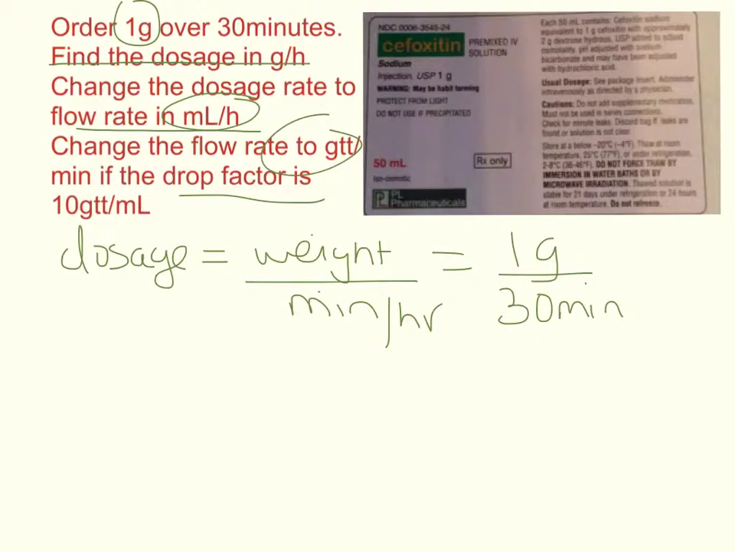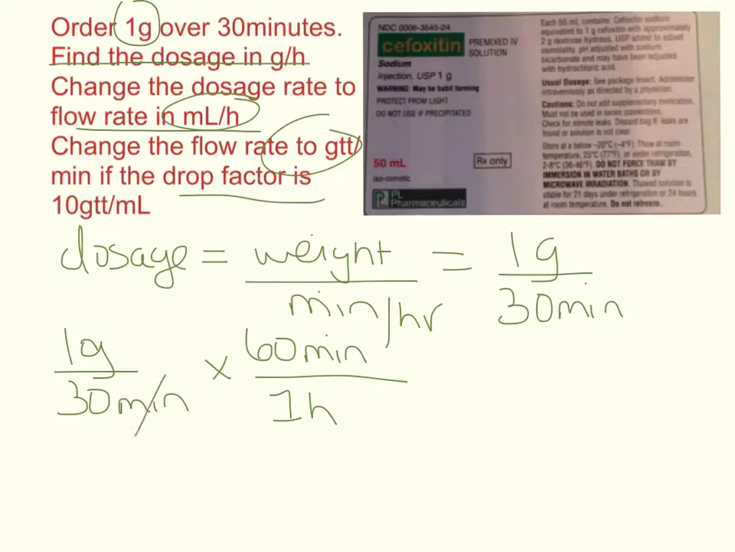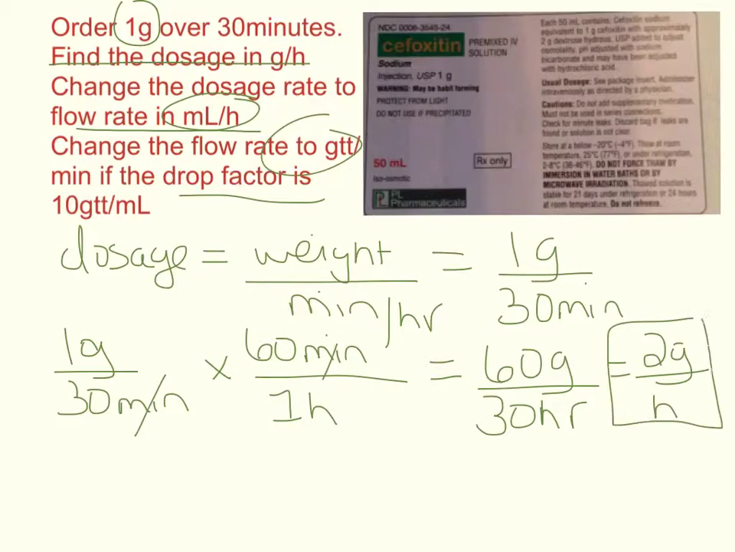It's asking for hours. So we need to take that 1 gram over 30 minutes, and we're going to multiply it by that unit fraction of 1 hour is equal to 60 minutes. So the 60 minutes goes at the top so that our minutes cancel out, and that hour goes at the bottom. 1 gram multiplied by 60 is 60 grams. 30 multiplied by 1 hour gives you 30 hours. And then when we divide the two, we get 2 grams per hour. And that is part A. That's finding the dosage rate in grams per hour. So the dosage rate is 2 grams per hour.